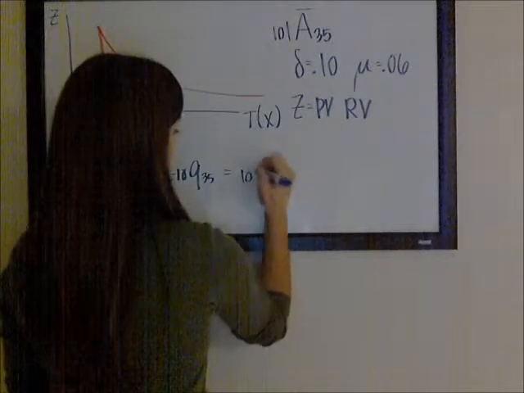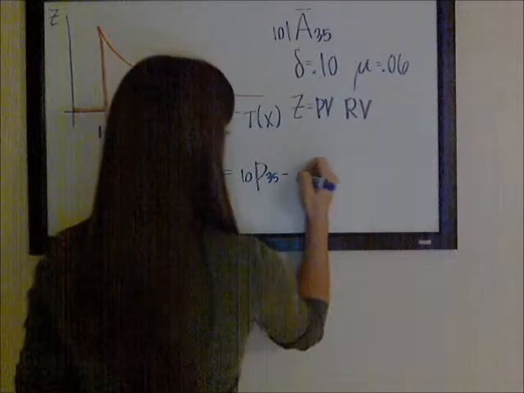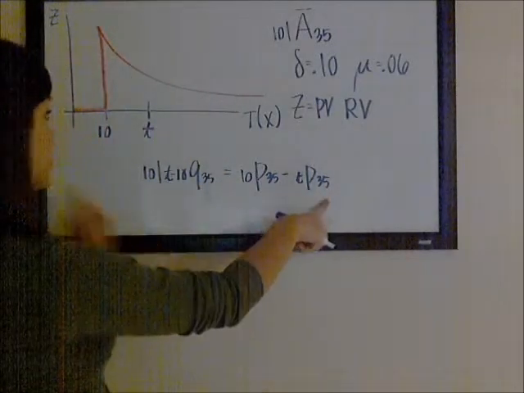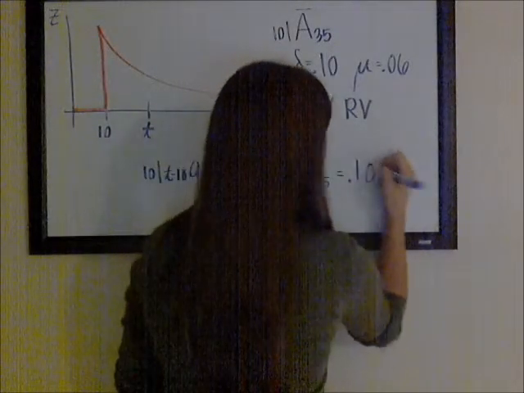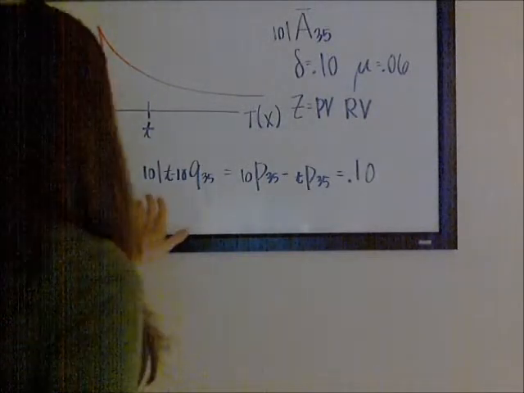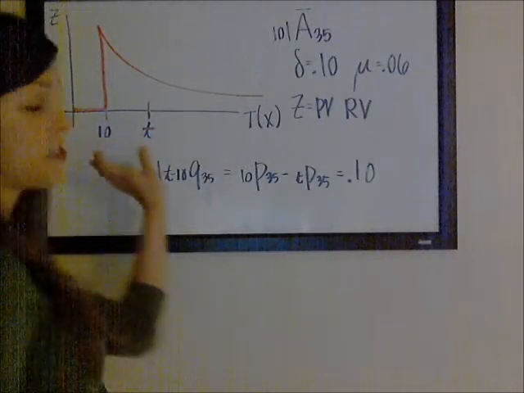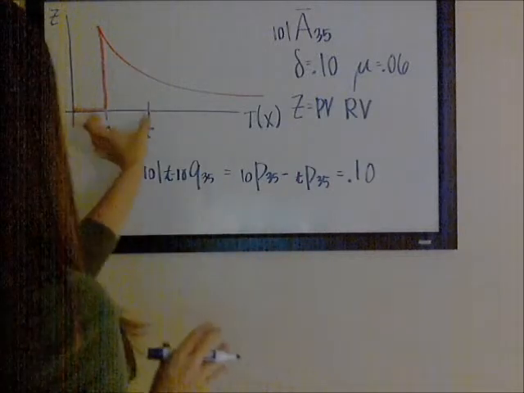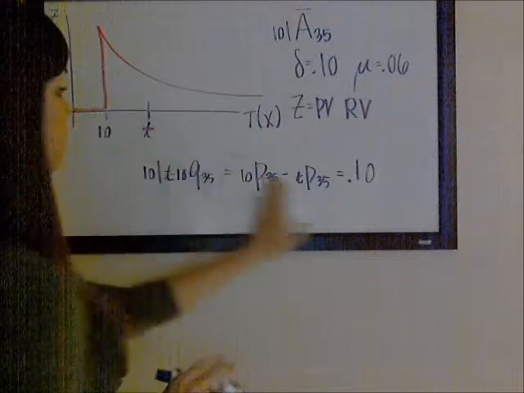This is equal to 10p35 minus tp35. So you live 10 years, but not t years. We want that to be 10%, so 0.10. Because we know that that's where the 10% of the largest values of our Z will be. This is where the 10% of our largest present values of our insurance will be.